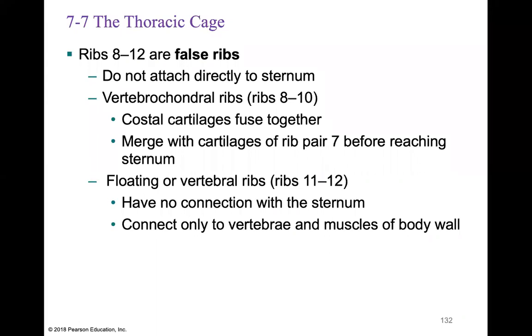We have ribs 8 through 10, which are referred to as vertebrochondral ribs. The cartilage of ribs 8 through 10 will actually fuse into the cartilage of rib number 7. And then you have 2 floating pairs of ribs, number 11 and 12, where they do not actually attach to the sternum at all.